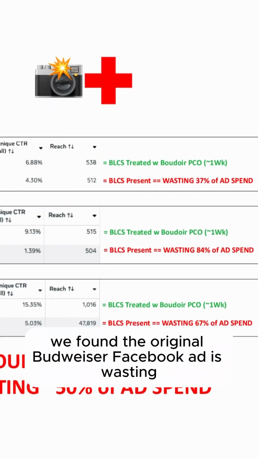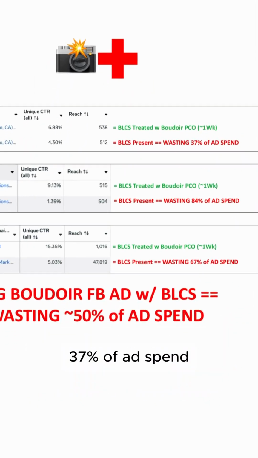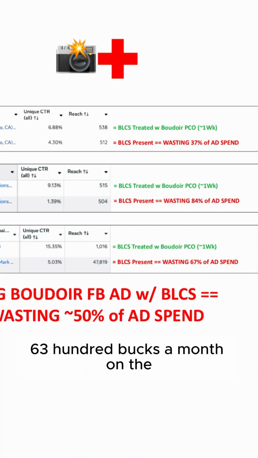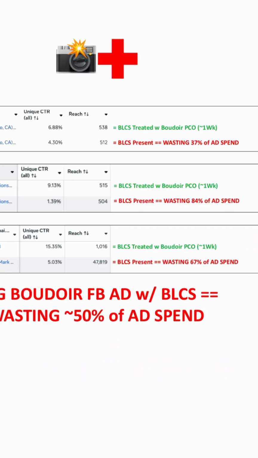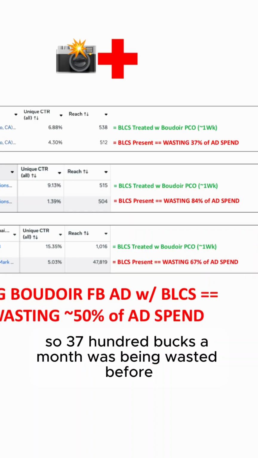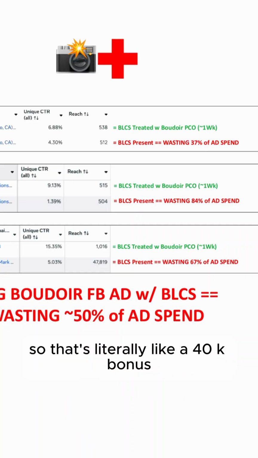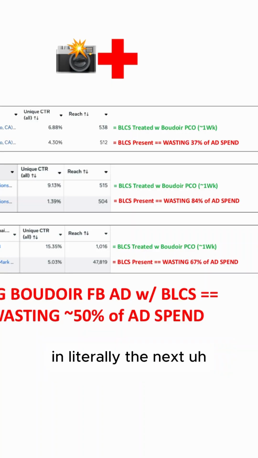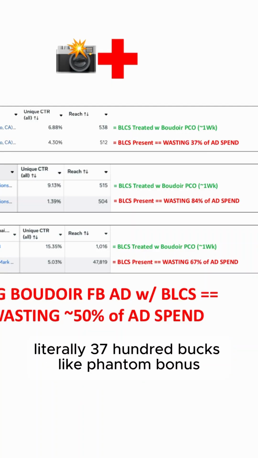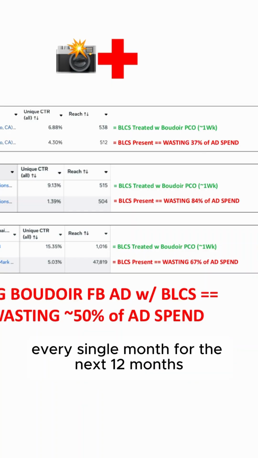So we found the original Boudoir Facebook ad is wasting 37% of ad spend, which means if the original was spending 10 grand a month in Boudoir Facebook ad spend, now the Boudoir photographer only needs to spend $6,300 a month on the Boudoir Pico treated ad, and they will get the same number. They're adding to the same number of women's brains each month. So $3,700 a month was being wasted before. Now we don't even spend it. The Boudoir photographer can pocket it. So that's literally like a $40K bonus over the next 12 months. Literally $3,700 like phantom bonus every single month for the next 12 months.